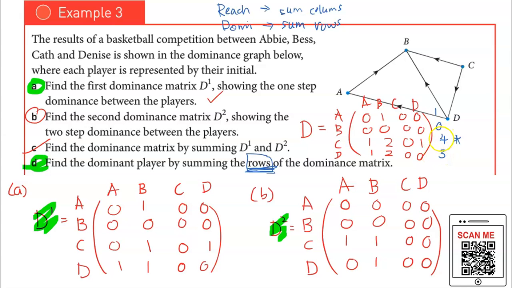Unlike reachability, where you need to calculate 1 stage, 2 stage, 3 stage, 4 stage, and continue if the question still allows stage 3, dominance only goes up to 2 stages, D1 and D2 only. We cannot forecast stage 3 because the chance of 3-stage dominance happening is quite low, since right now we are only predicting. So that's why dominance only goes up to 2 stages.